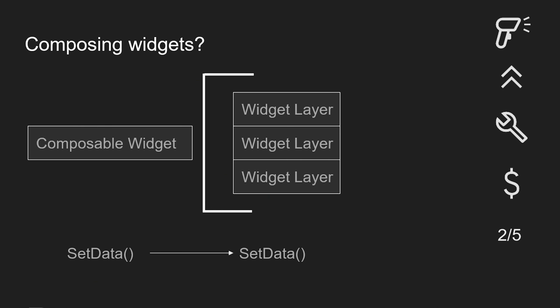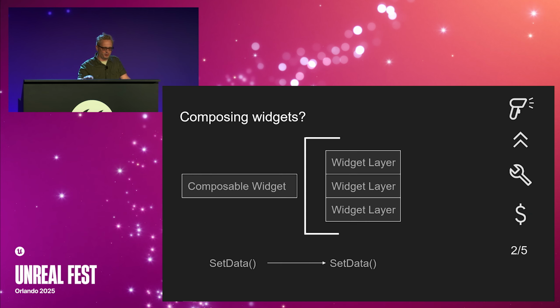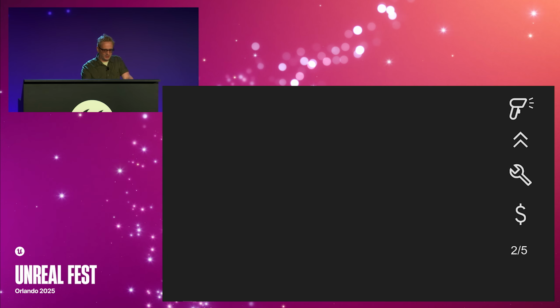Now, one thing to be careful of when you're doing widget layers is that if you're using an asset, you want to make sure you only use that in one widget layer, because if you ever update that, you want it to be in one place, right? So now let's put these together in some examples here.